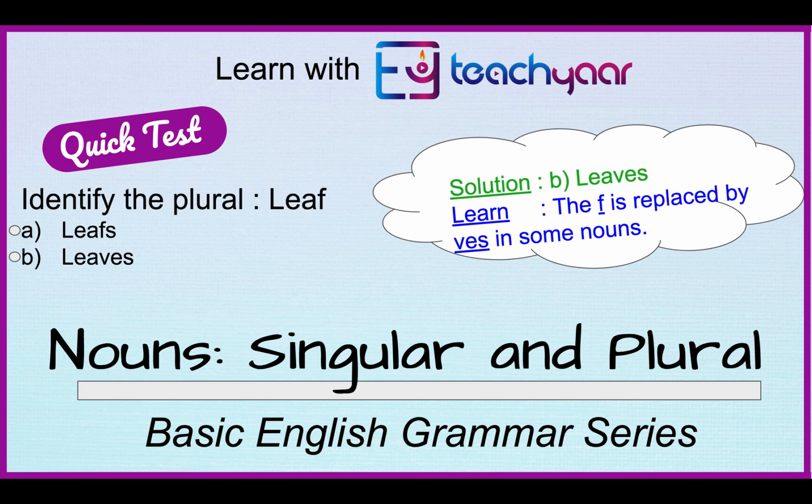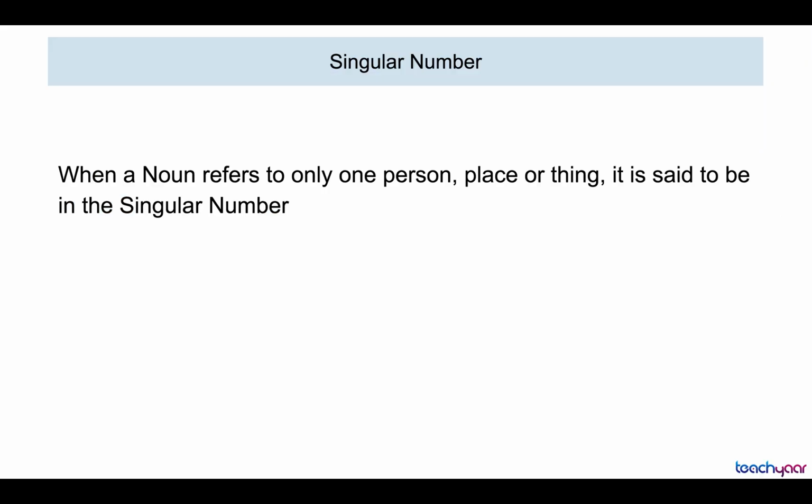Hello. When the concept of countable and uncountable nouns was discussed in an earlier video, there was a reference to singular and plural number. Let us take that topic further in this video. What is meant by singular number? When a noun refers to only one person, place, or thing, it is said to be in the singular number.